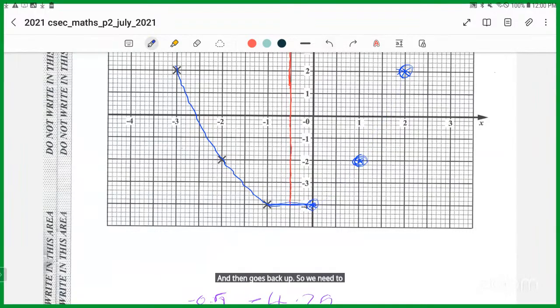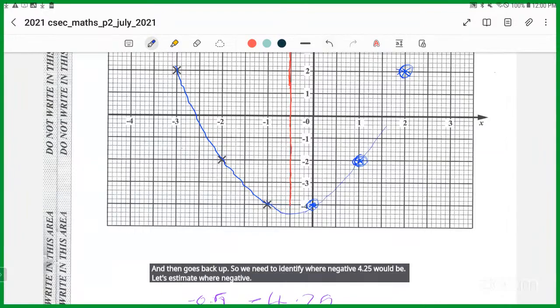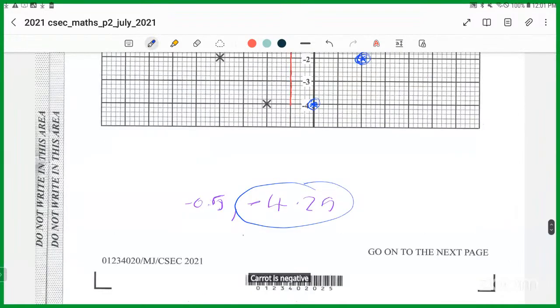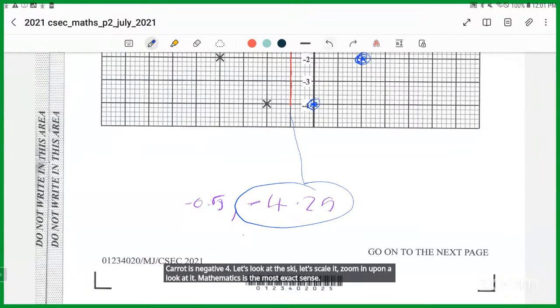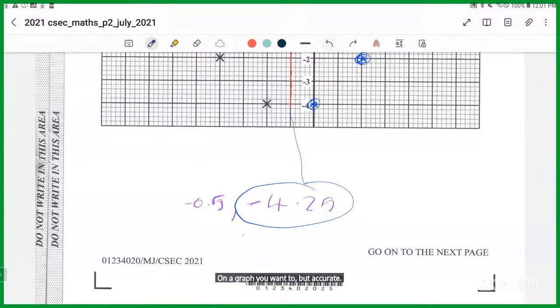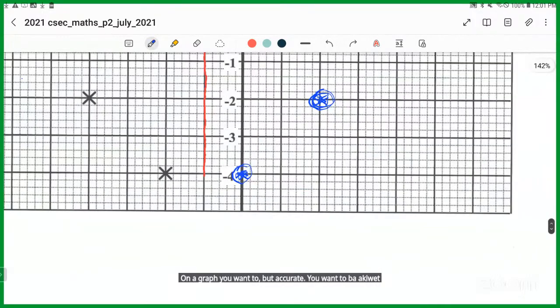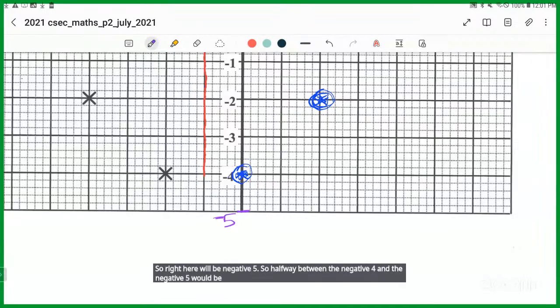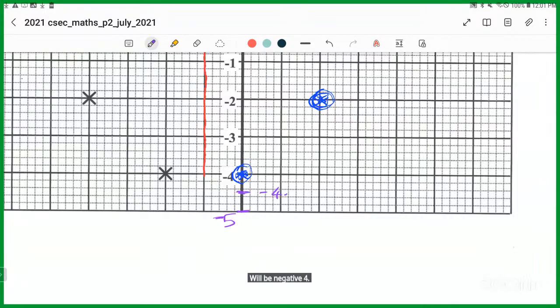So we need to identify where negative 4.25 would be. Let's estimate where negative 4.25 would be. Somewhere below this line, that is negative 4. Let's look at the scale. Let's zoom it up and look at it. Mathematics is the most exact science. On a graph, you want to be accurate. This is negative 3, that's negative 4, so right here will be negative 5. So halfway between the negative 4 and the negative 5 will be negative 4.5 right here.